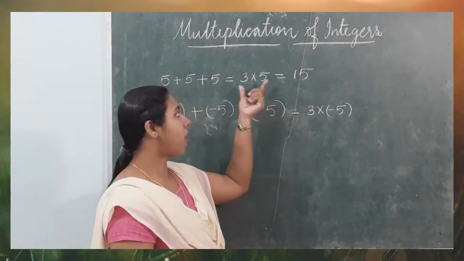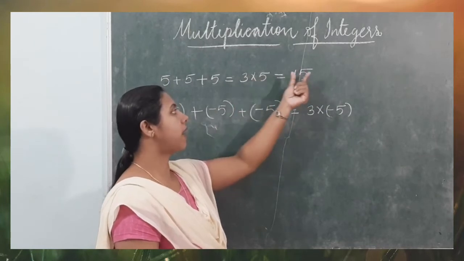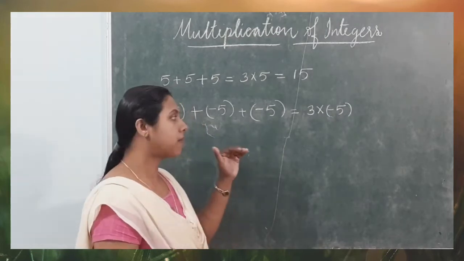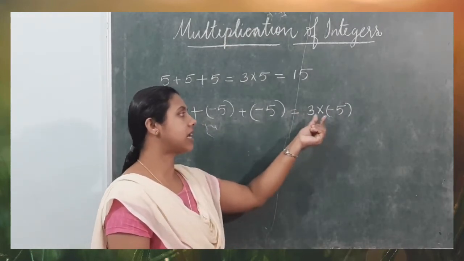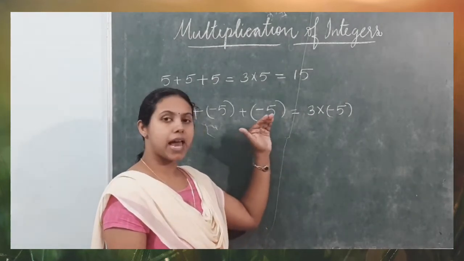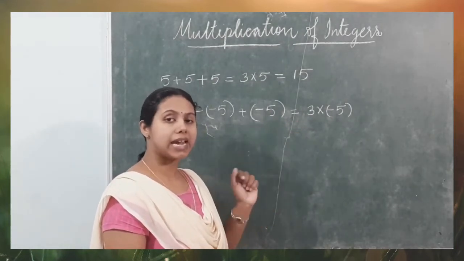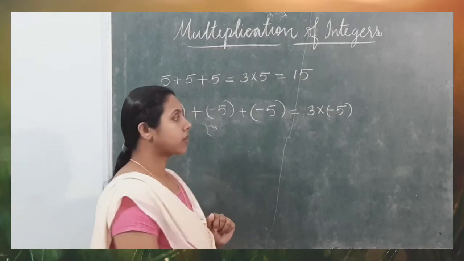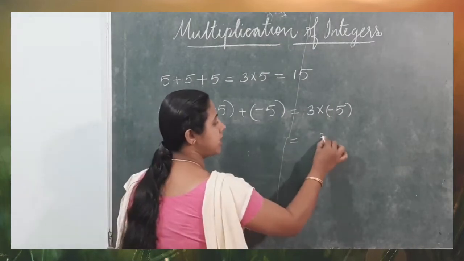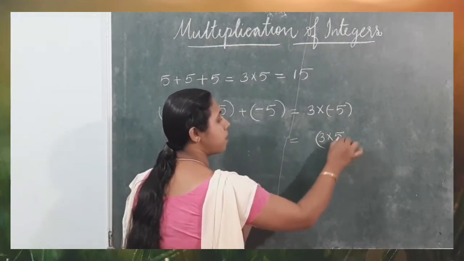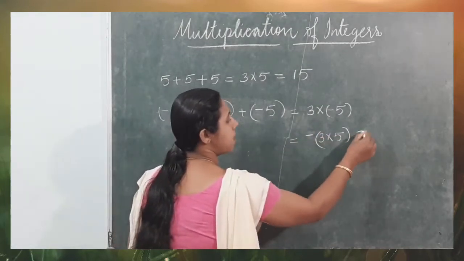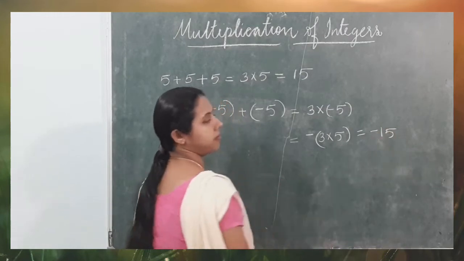When you multiply whole numbers, we just multiply, 3 5s are 15. Here we are multiplying integers. So while multiplying a positive integer and a negative integer, you just multiply as whole numbers and put a negative sign before the product. So it will be 3 into 5, and put a negative sign before the product. So your answer will be minus 15.